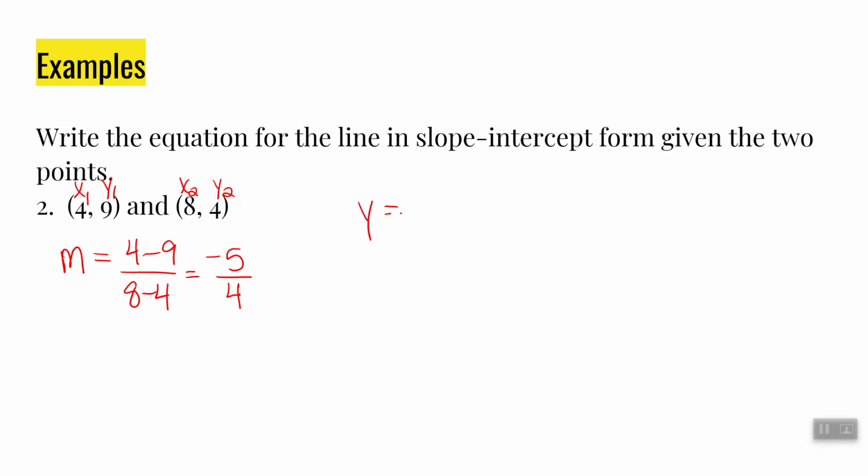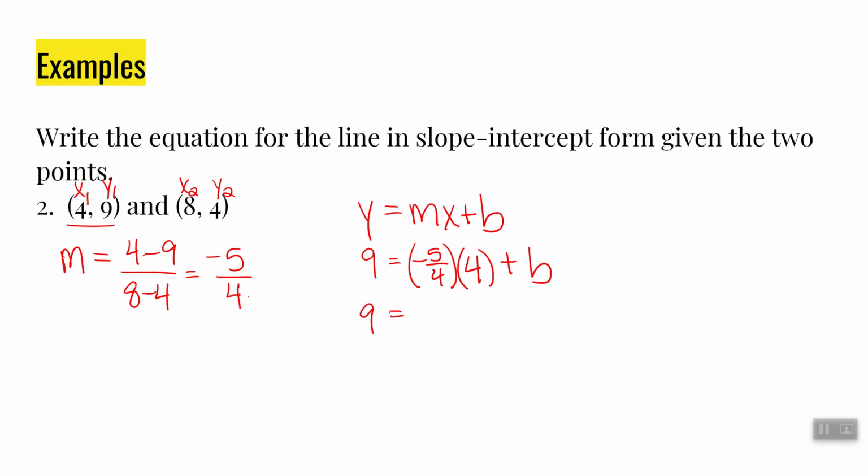Plugging in one of the points and the slope into the equation. So I'm going to use that first ordered pair. So 9 is the y. Slope is -5/4 times the x coordinate of my ordered pair, which is 4. So 9 equals, again, those 4's are going to cancel, -5 plus b.